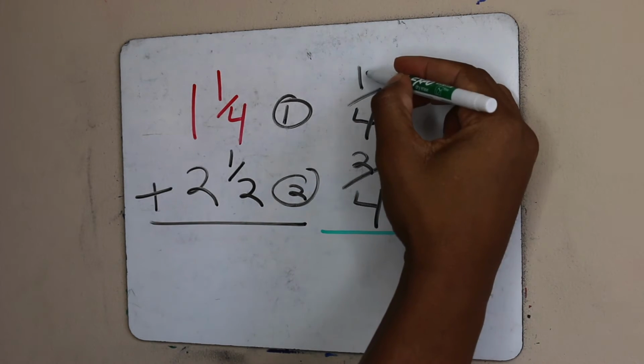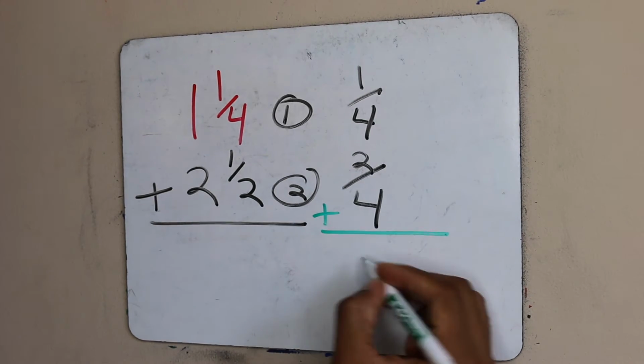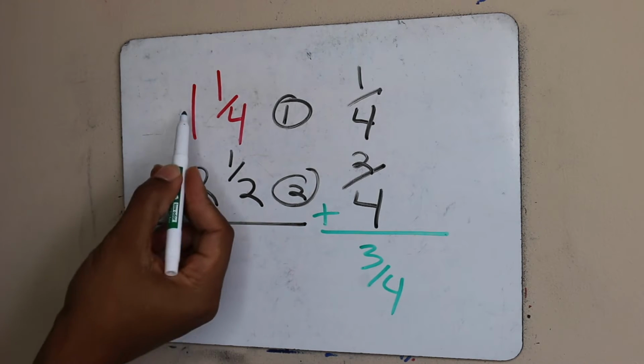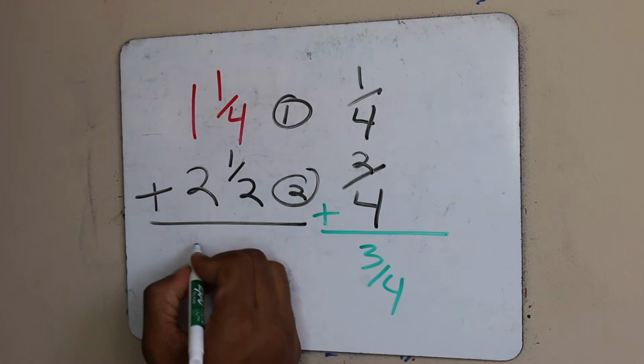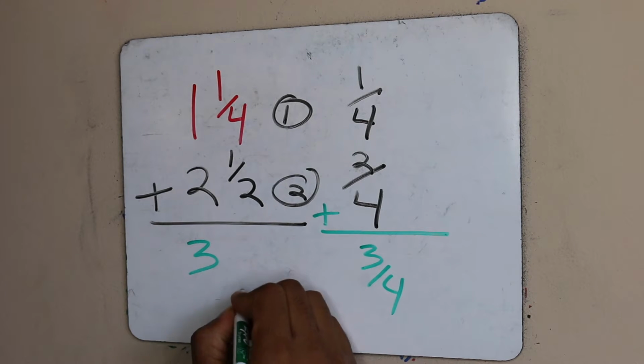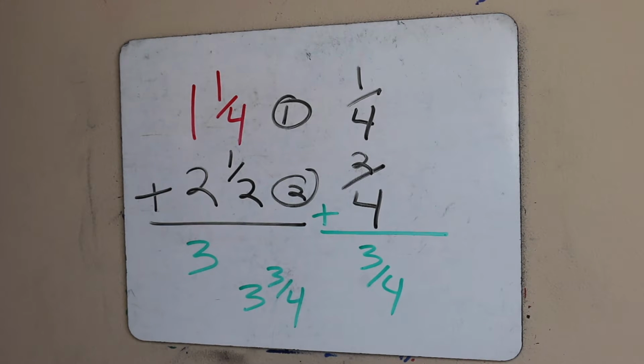we end up with the denominator staying the same because we're just adding the fractions: 3/4. Okay, now we can just simply add up the whole numbers, which is 3. So your answer is you now have 3 3/4 total shares of stocks.